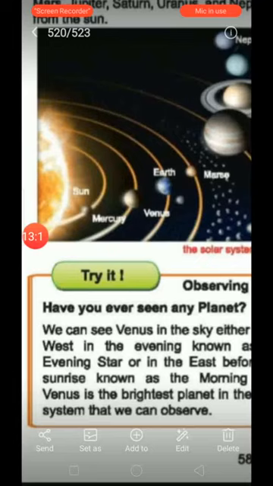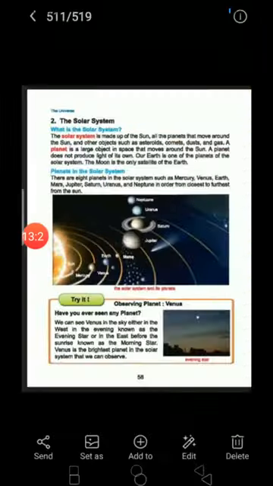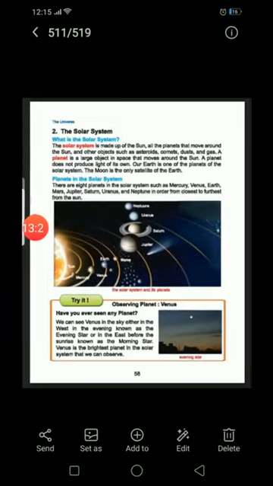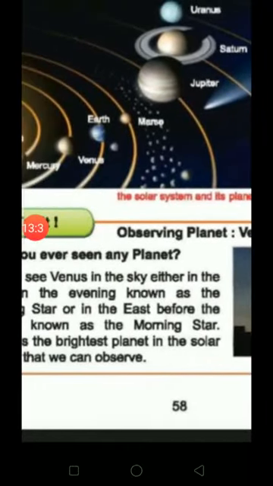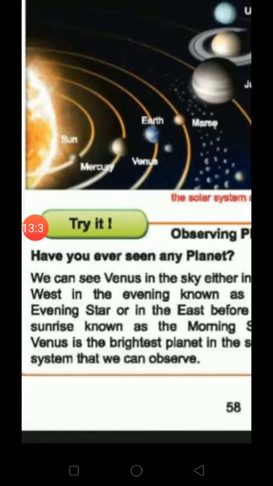Clear? So this is the system where 8 planets are present and the Sun is the only star. This system is known as the solar system. Clear? Now look, observing planet Venus. Venus is very close to the Sun. Look, the third planet is Earth. The first planet is Mercury. The second planet is Venus.